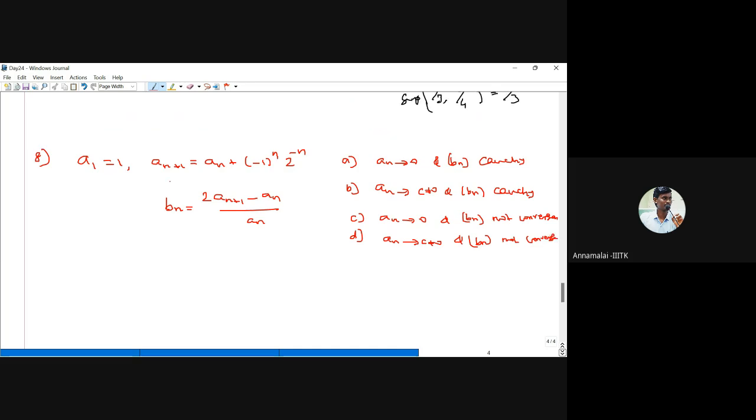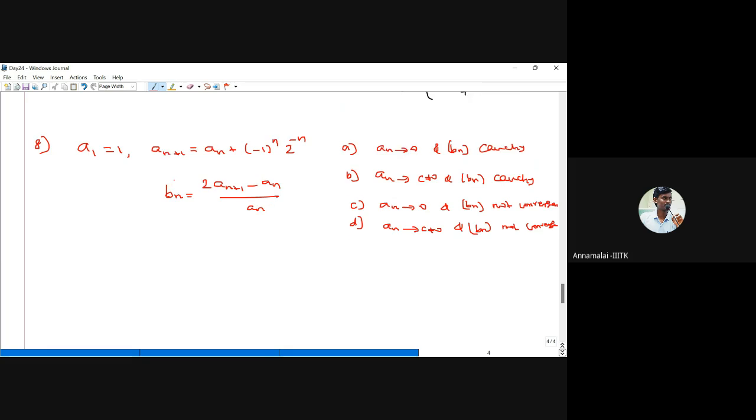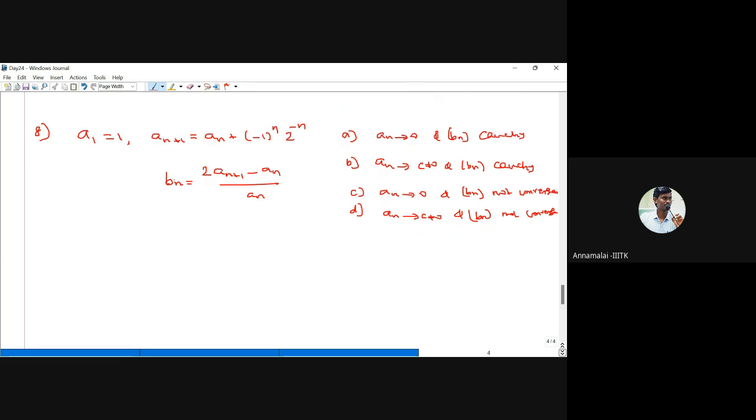Now, what can you say about this a_n? Is a_n always convergent? So first list what a1 and a2 are. Already we know that a1 is 1. Now what is a2? If we substitute n equal to 1, we get a1 minus, because (minus 1) power 1 is minus 1, 2 power minus 1. So a2 is 1 minus 1 by 2.